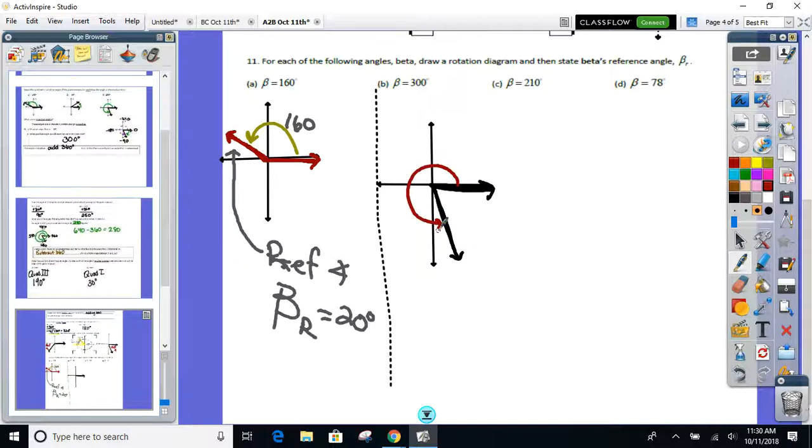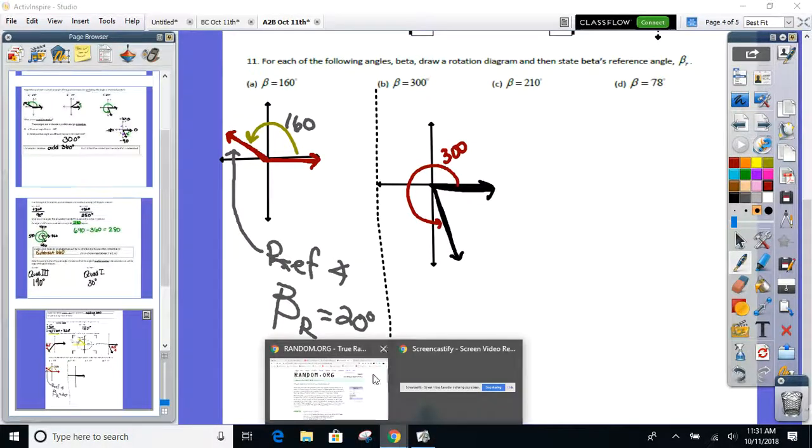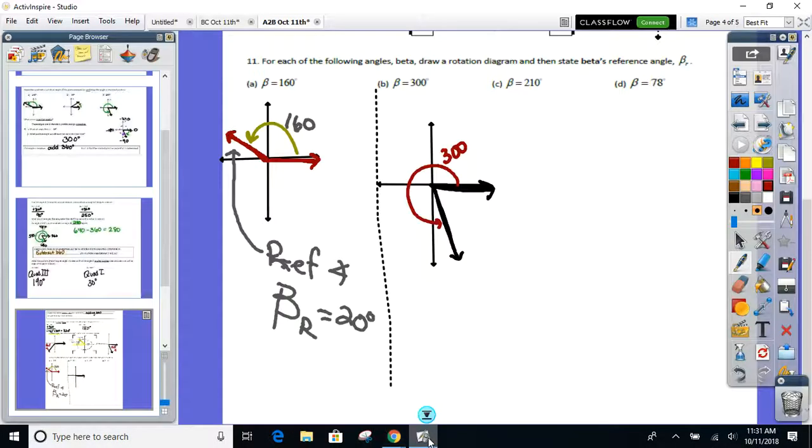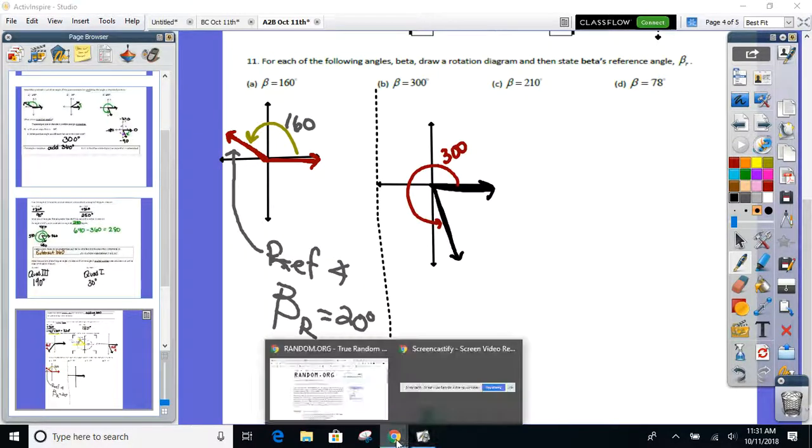Do you see? If I had you come up here and point, could you point to where the reference angle is here? Terminal side and what axis? X-axis. Here it is right there. What is that angle measure right there? What is that angle measure? 60? Oh, perfect.